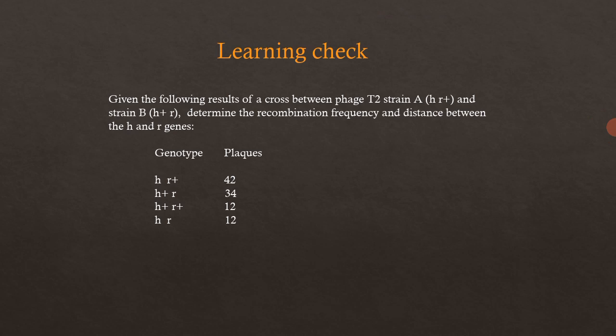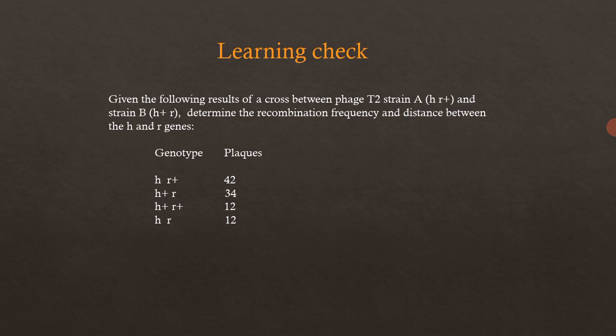Now using the recombination frequency formula, what is the formula? Number of recombinants obtained. Now who will be the recombinants here? You will exclude the parental types. The others that remain will be your recombinants. So you exclude the HR plus and the H plus R. Now what is remaining? H plus R plus and HR. These are your recombinants.